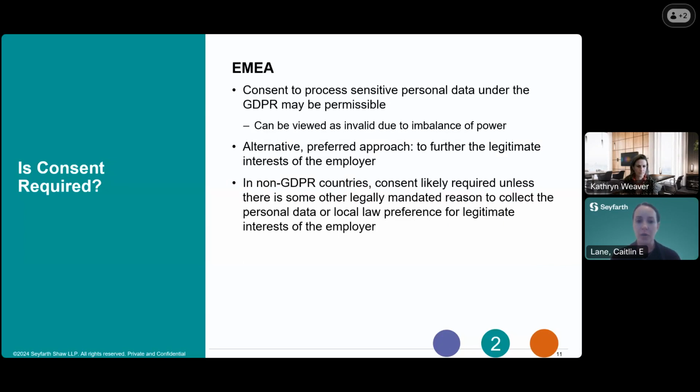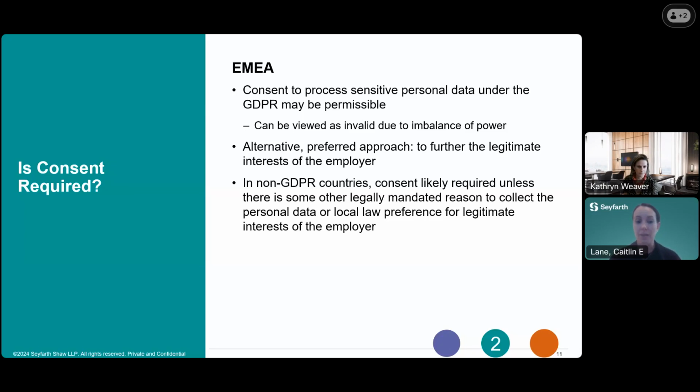And while employee consent is a possible avenue, consent tends to be heavily scrutinized and is easily viewed as invalid because of the notion that consent by an employee can rarely, in practice, be freely given due to the imbalance of power between employers and employees. So when there is a genuine legitimate interest of the employer that can be tied to data collection, this is really the preferable approach, and it tends to be much more defensible.